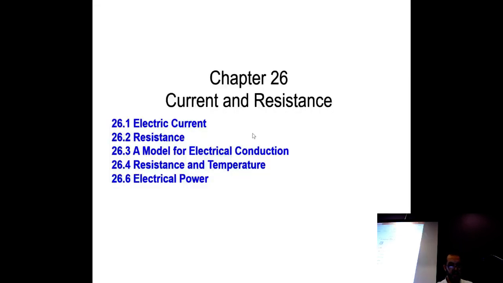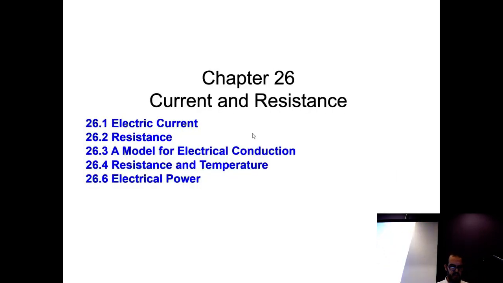Okay. Chapter 26 is probably the easiest chapter in this course. We're going to be speaking about electric currents, resistance. We will speak about a microscopic model for conduction of electrons in a resistor. We will speak about the dependence of resistance on temperature. And finally, we will close the chapter with electric power.